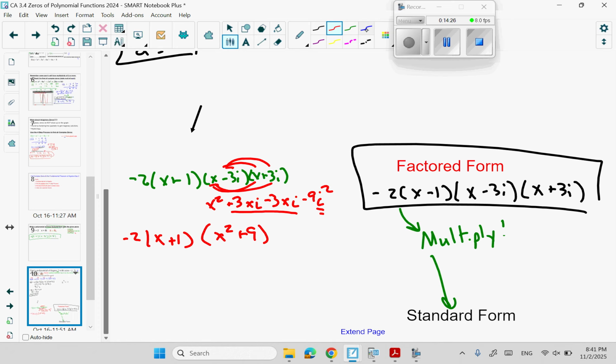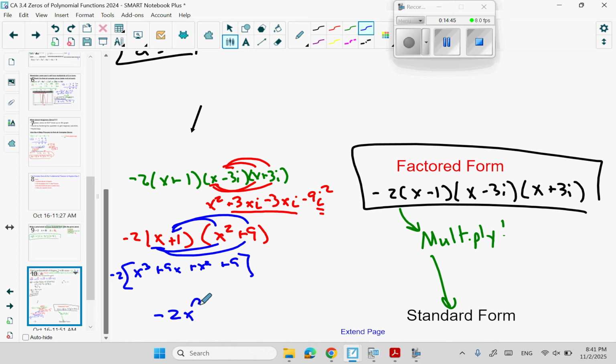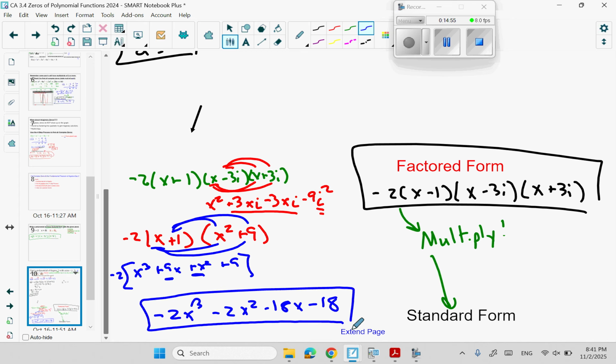And I can multiply it out again. x times x squared, x cubed, plus 9x, minus x squared, minus 9. And I can distribute -2 to all that and put it in standard form where it goes highest degree to lowest. So -2x cubed minus 2x squared minus 18x minus 18. I just flipped the order of these two for that standard form of exponents.